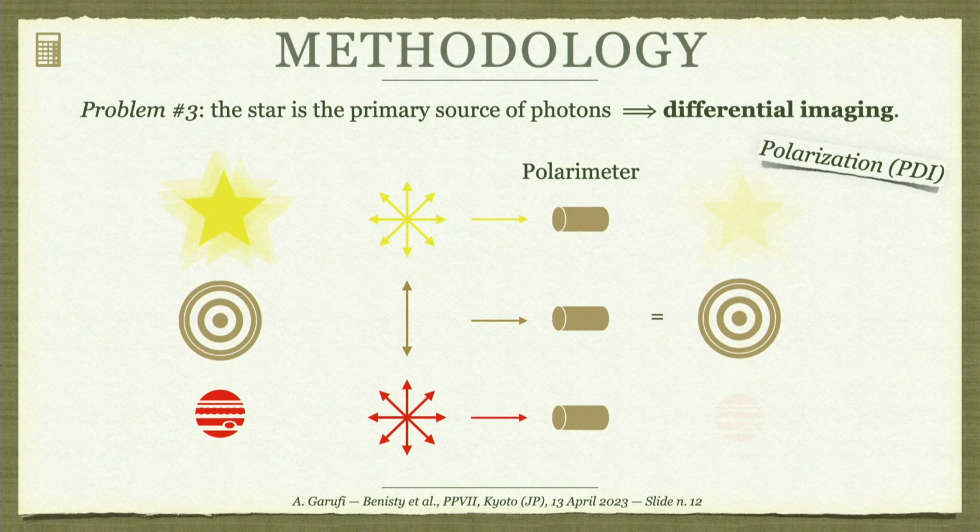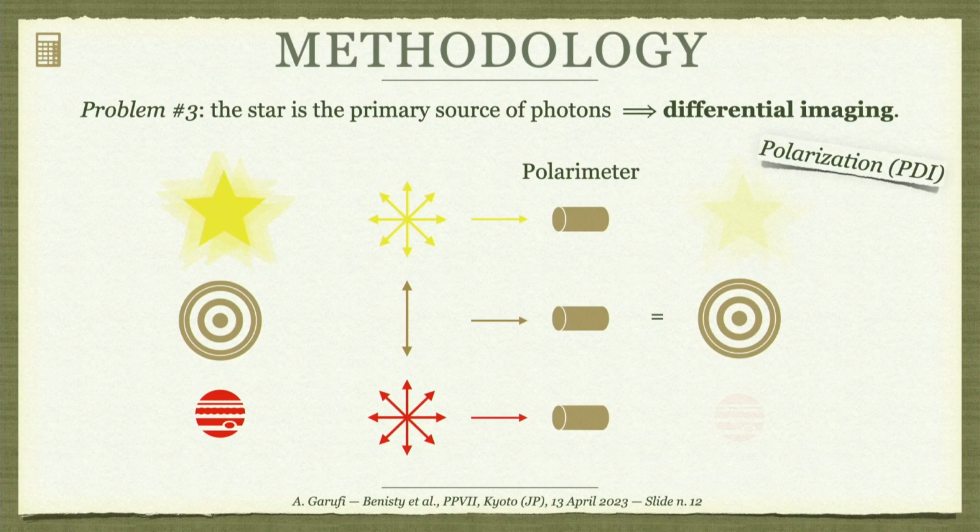The second is the PDI, polarization differential imaging. And this exploits the fact that the stellar light is mainly unpolarized, whereas the scattered light from the disk is to very large extent polarized. So if we can just use a polarimeter at the telescope, we can basically get rid of anything that is not polarized and be left with the scattered light, since the scattered light from the disk is polarized. That's from any kind of scattered light in nature.